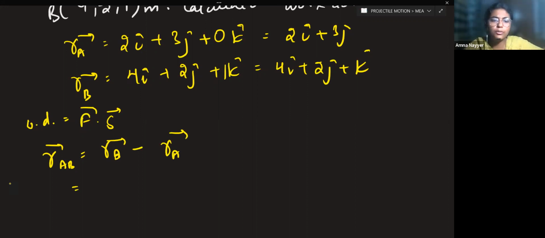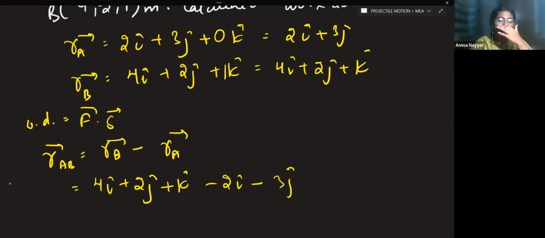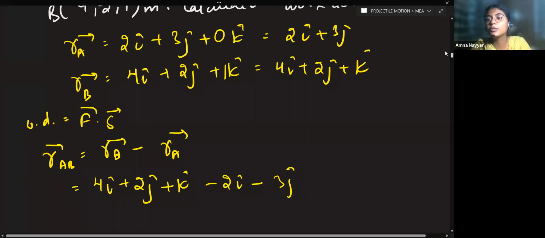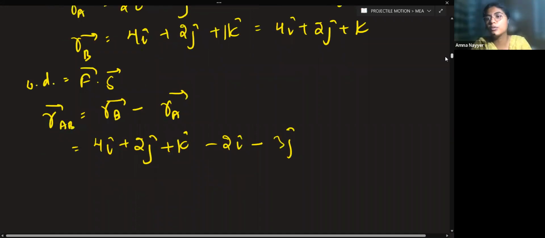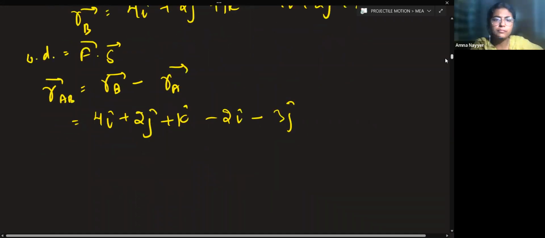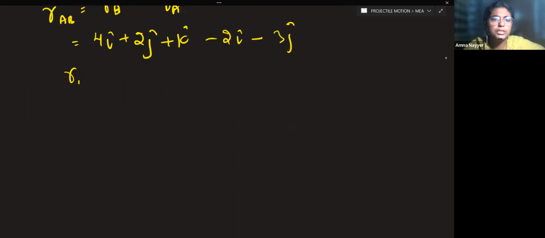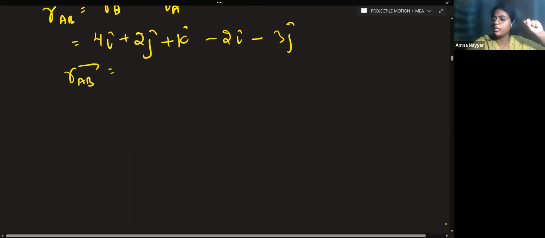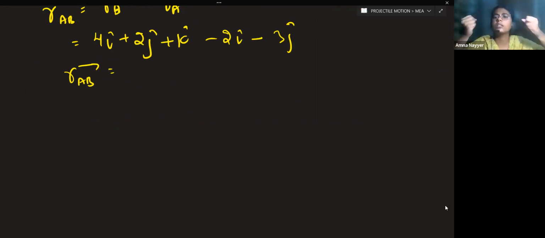This is what? 4i cap plus 2j cap plus k cap minus 2i cap. This will also become minus now, so minus 3j cap. This will give you what? This will give you the position vector. Fine, this will just give you the position vector. So what is the position vector that has been obtained? Because the initial point is mentioned and the final point is mentioned, so what's the displacement? It's actually the difference between these. That's why we are actually calculating the displacement first.